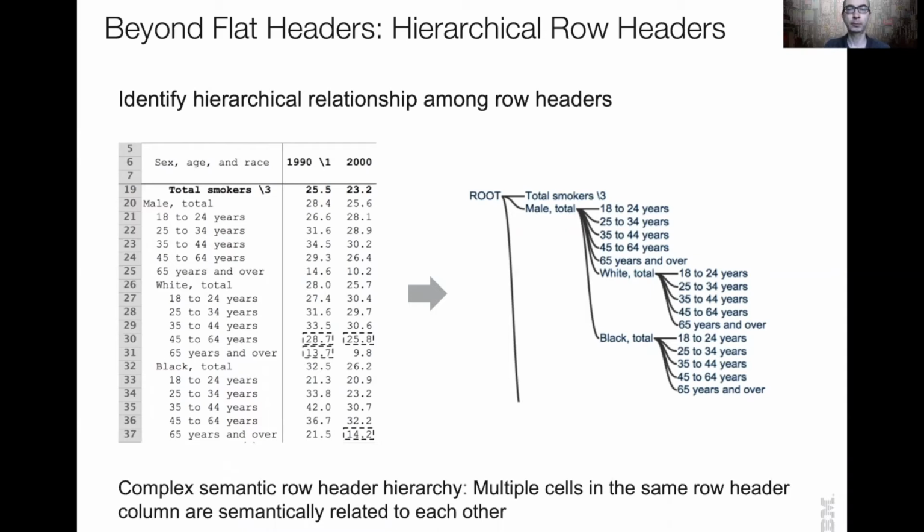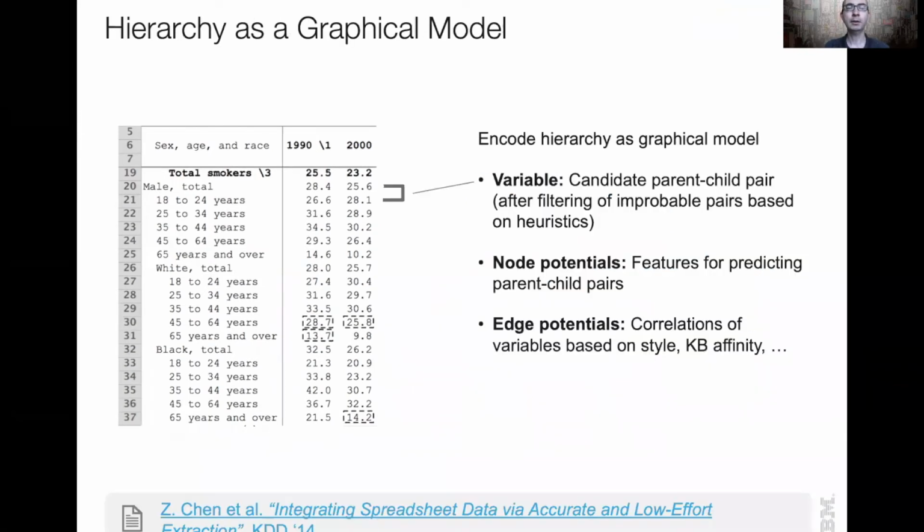In the literature, we have seen several approaches for hierarchical row header detection. In this tutorial, we will just briefly present two representative ones. An interesting approach presented by Chen et al. is based on the idea of representing the hierarchy as a graphical model where each variable corresponds to a candidate parent-child pair.